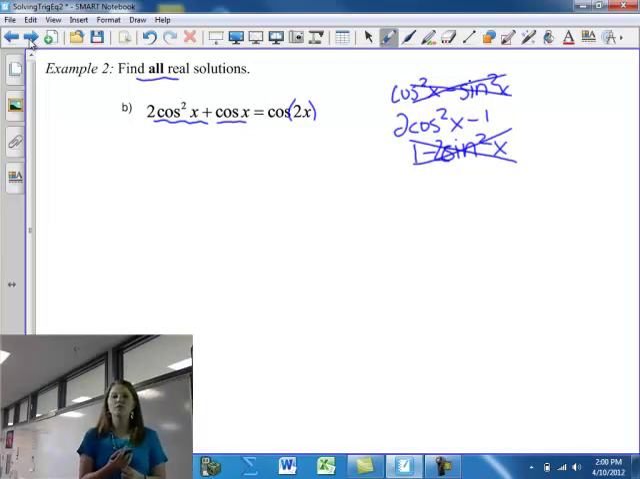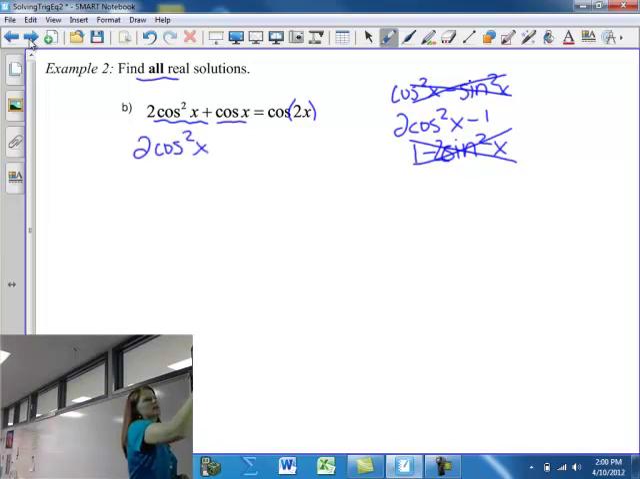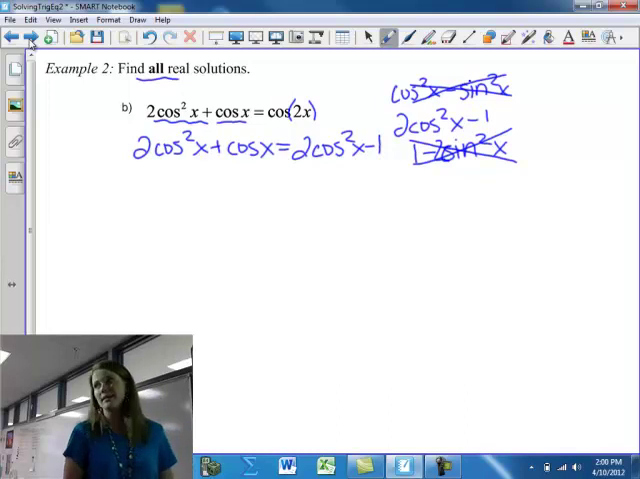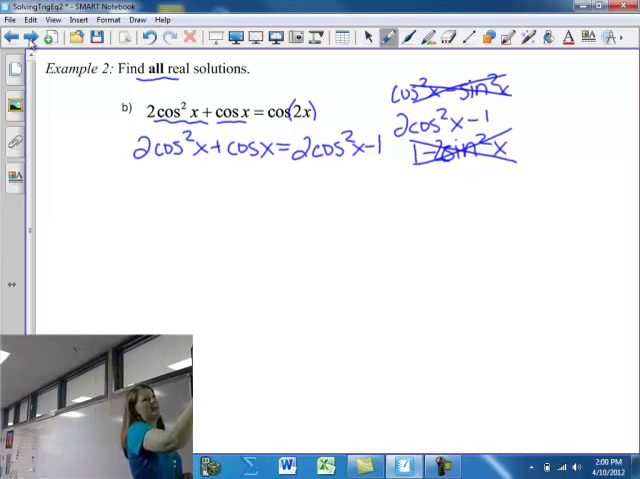If possible, the best thing, and you'll notice on your notes if you actually read them, one of the hints is, if at all possible, get one trig function. So we're going to change this to be 2 cosine squared x plus the cosine of x, and then we're going to have that equal 2 cosine squared x minus 1. I really like that. And do you know why I really like that?